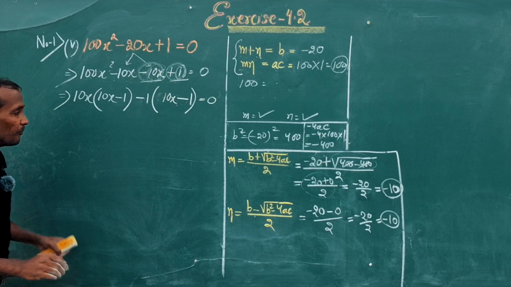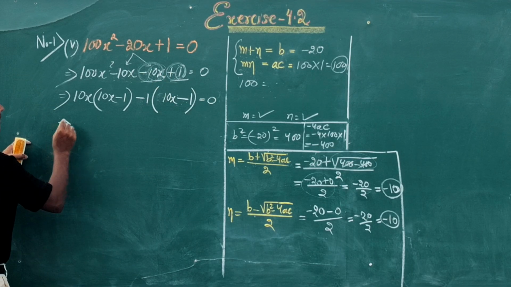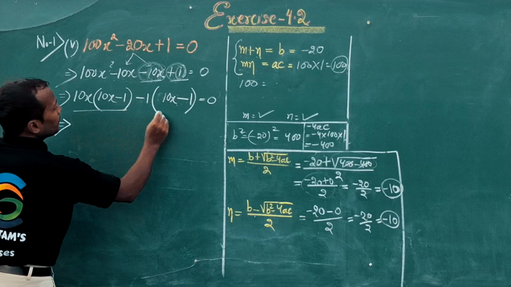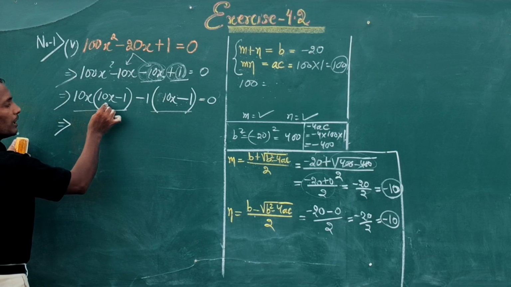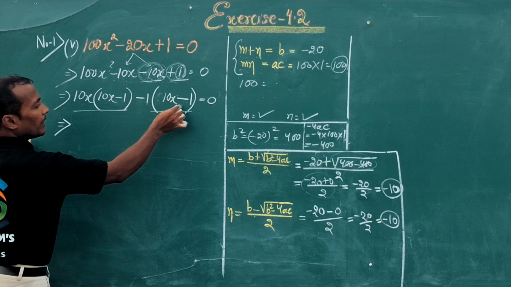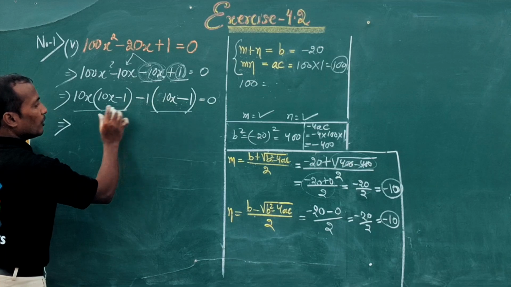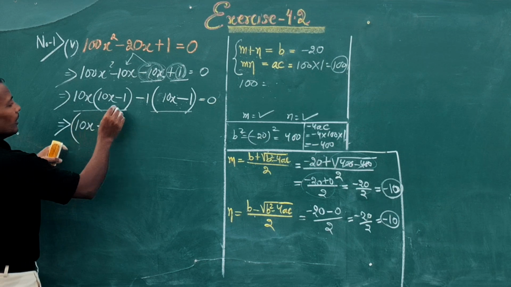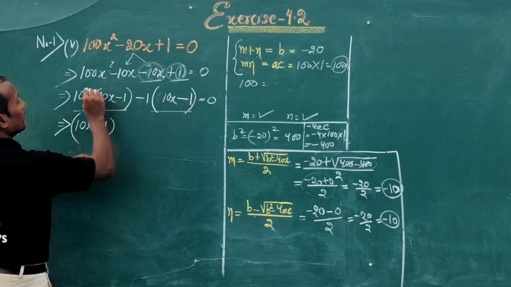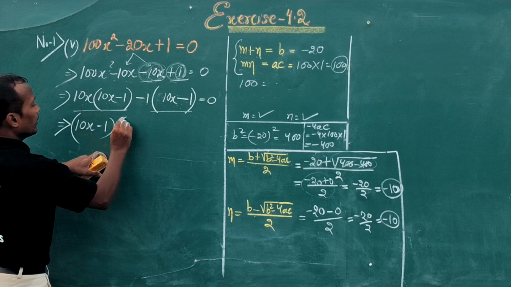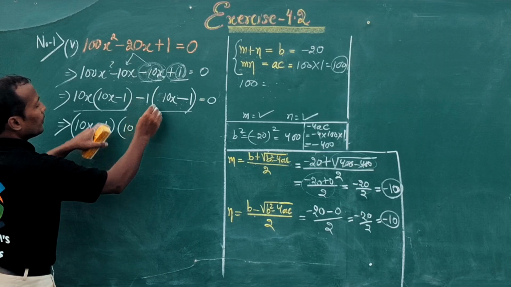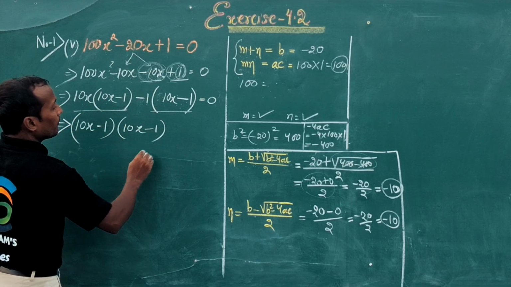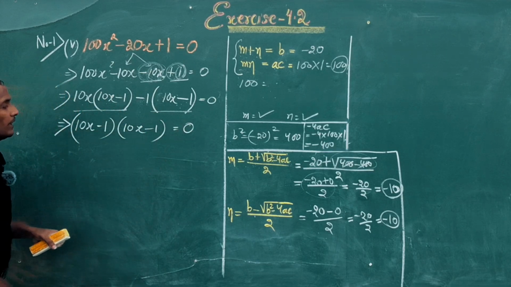Clearly understood now? So now you can see in this part what we have, 10x multiplied with this binomial, minus 1 multiplied with this binomial. This binomial part is common in these two parts. So 10x minus 1, that binomial I have taken common. After taking 10x minus 1, what is left? 10x in the first part and minus 1 in the second part is equal to 0, right?